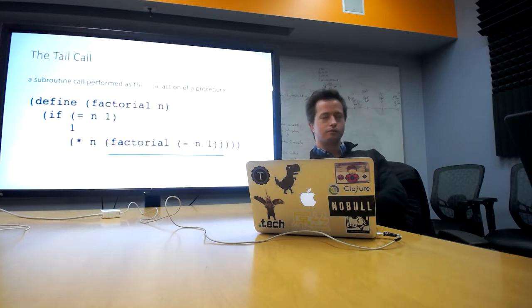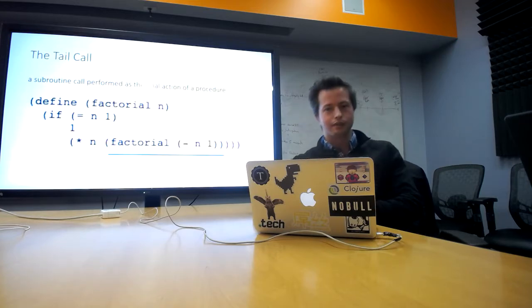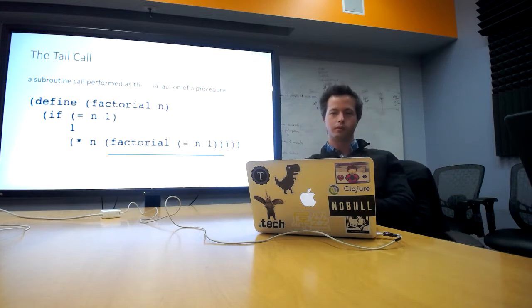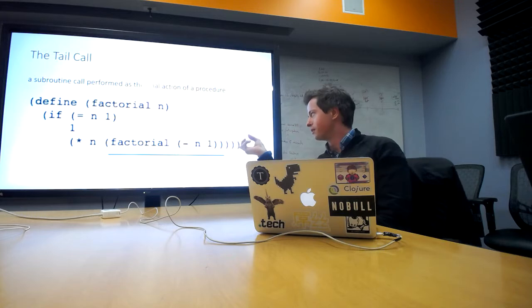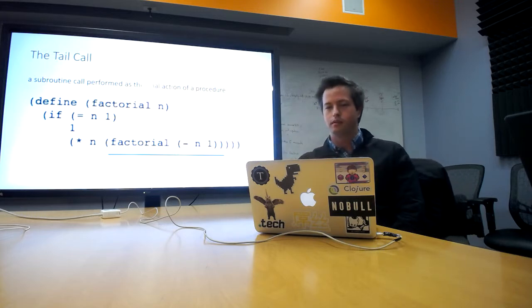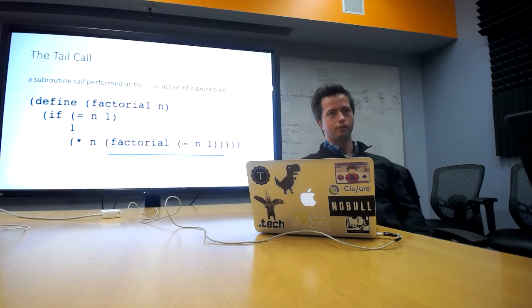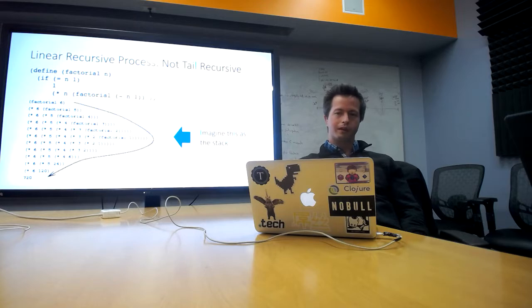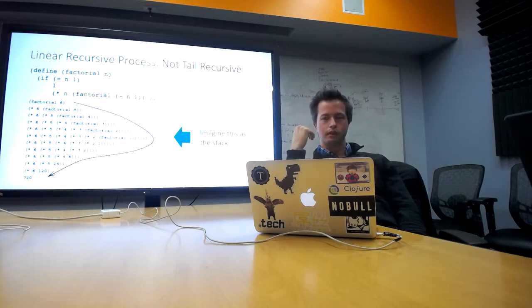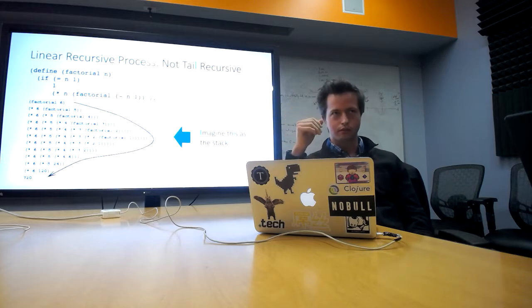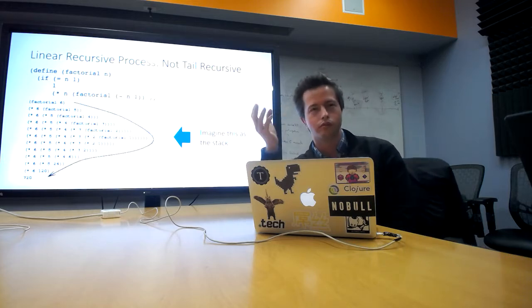So what's a tail call? Wikipedia tells me that it's a subroutine call performed as the final action of a procedure. And as far as I can tell, I've underlined one here. But this implementation of factorial in Scheme is not tail recursive, because it generates a linear recursive process, not a linear iterative process.